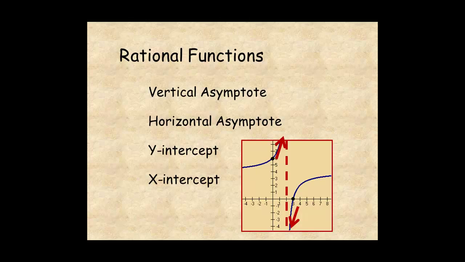The horizontal asymptote is a horizontal line the graph approaches away from the VA, curving down from above or up from below. The y-intercept is where the graph crosses the y-axis, and the x-intercept is where the graph crosses the x-axis.